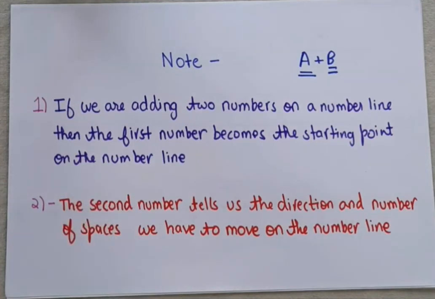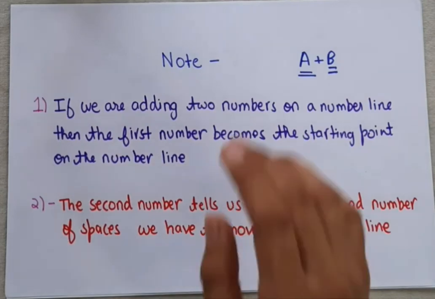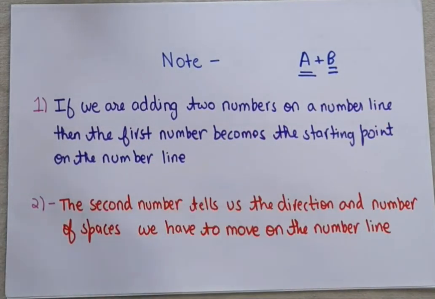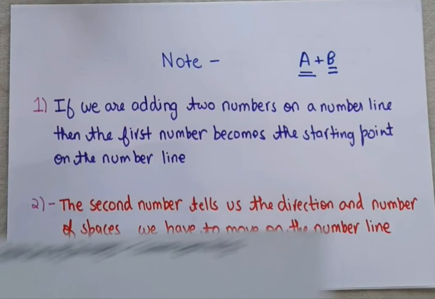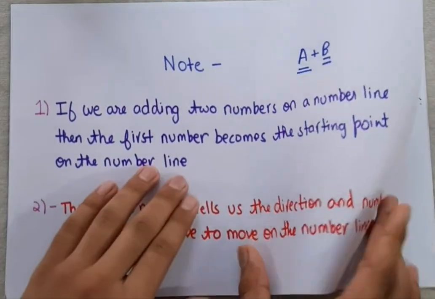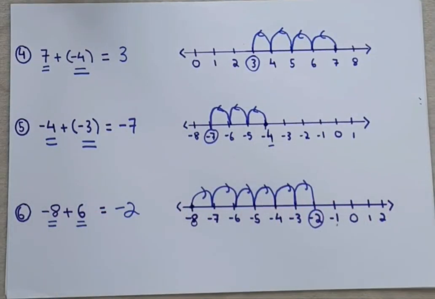If you're adding 2 numbers on a number line, then the first number becomes the starting point on the number line. The second number will tell us about the direction and the number of spaces or jumps we have to make on the number line to find the solution to the question. Super simple. So this is how you add integers on a number line. And don't forget to put the arrows.